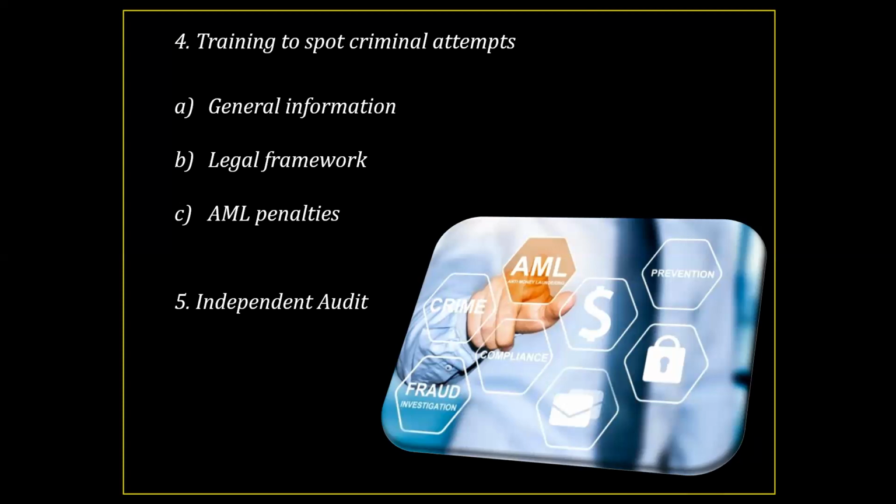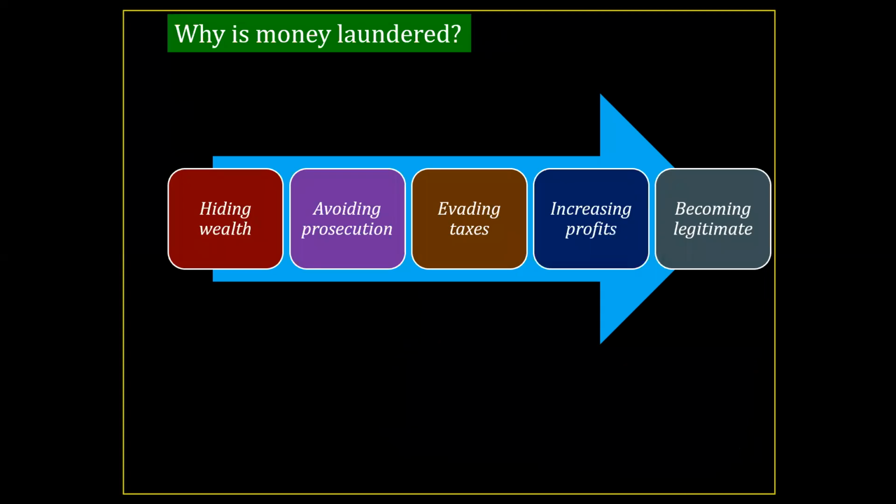Then the last one is independent audit, that the companies and the businesses should have an independent audit. They should have an independent auditor who has a great way to spot the weaknesses in the company's risk assessment and compliance program. The next thing that we are going to talk about is why is money laundered and what is the need to launder the money. A major business problem of large organized criminal enterprises such as drug smuggling operations is that they end up with huge amounts of cash that they need to conceal in order to avoid attracting investigations by legal authorities.